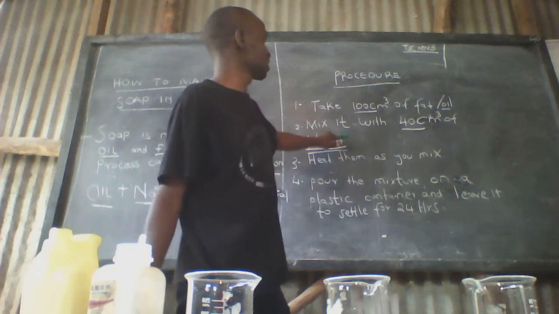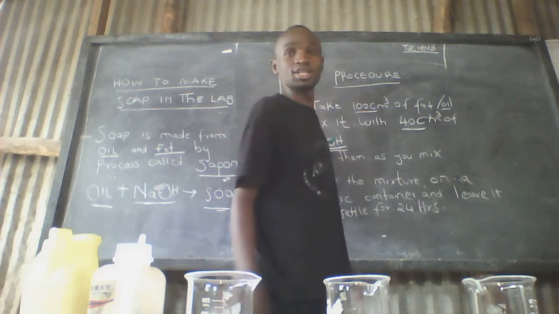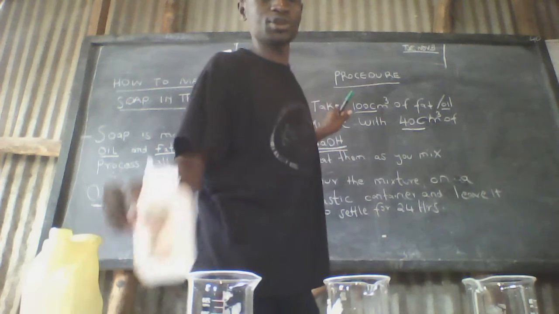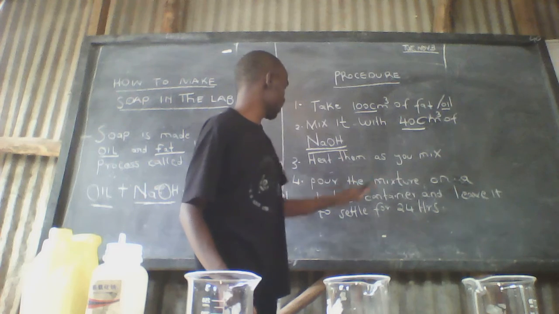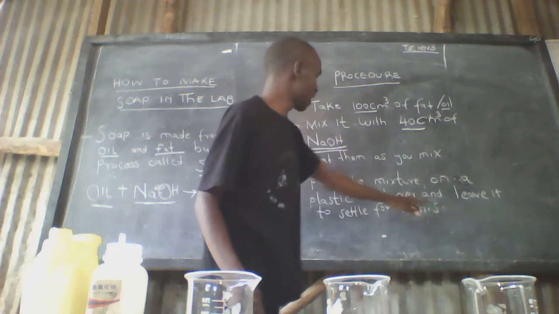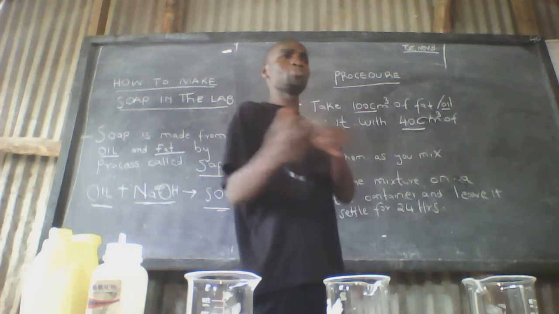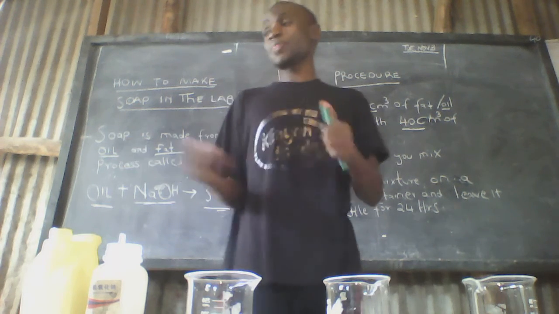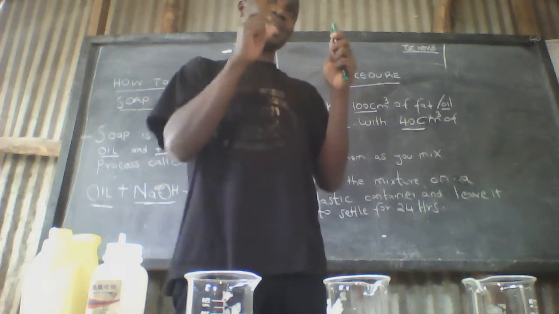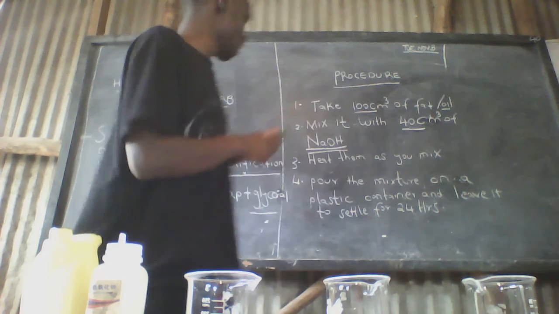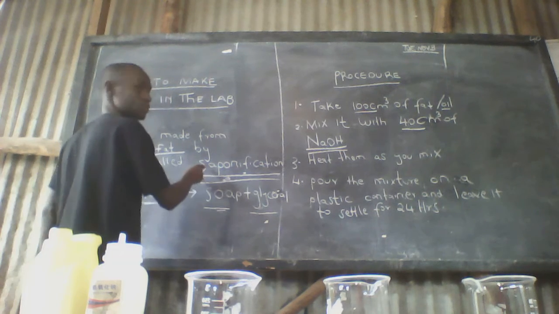Then we shall mix it with 40 cubic centimeters of sodium hydroxide. We have our sodium hydroxide here. Then we shall pour the mixture into a plastic container and leave it to settle for 24 hours. Why do we leave it to settle for 24 hours? Because we want it to react and allow the process of saponification to take place.